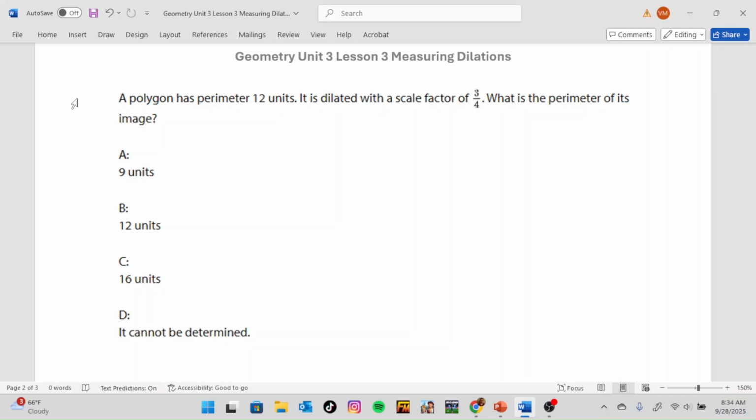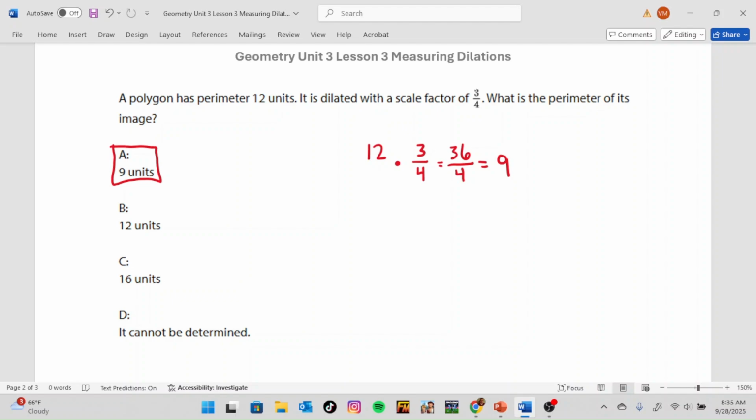Well, if I know my perimeter is 12, and I know that my scale factor is 3/4, then I can simply multiply them. 12 times 3 equals 36. 36 divided by 4 equals 9. So my answer is 9 units.